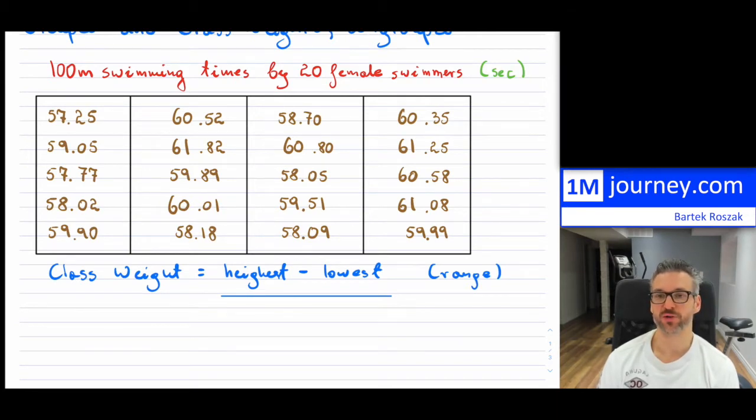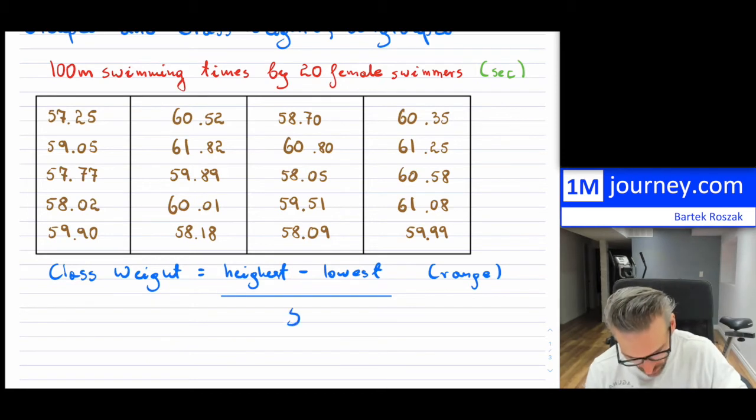Sometimes you might choose 3 groups or 4 groups, and you'll find out that the class weight is not very convenient. Then you might have to force yourself to change and create a different number of groups. In this example, you can try 3 or 4 groups, and you'll see it's not very convenient. So I'm going to choose 5 groups.